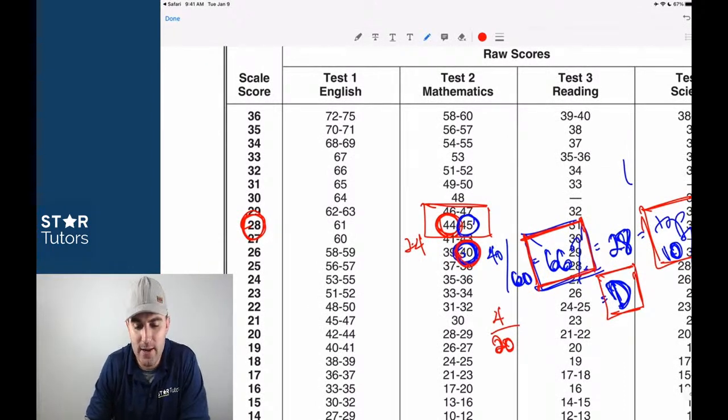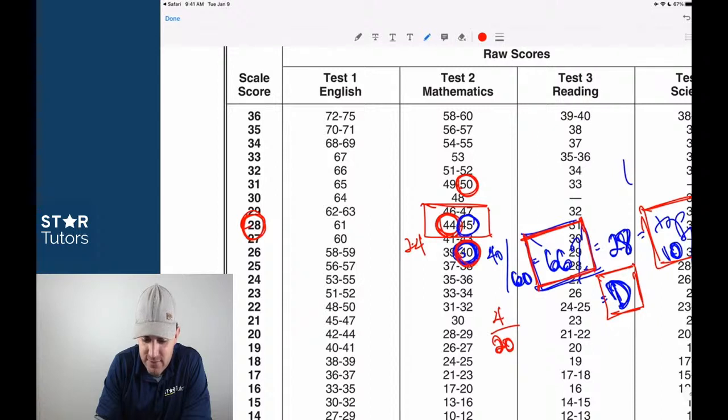Well, if we look at this, we can see pretty clearly that if we get 50 questions right, we only have to guess 3 of the final 10, and that's pretty statistically guaranteed. If we guess 3 of the final 10, we still get a 33. So we have to get 50 questions right.